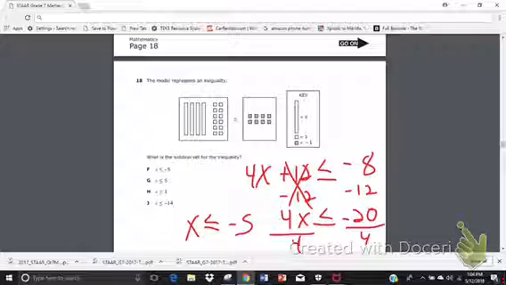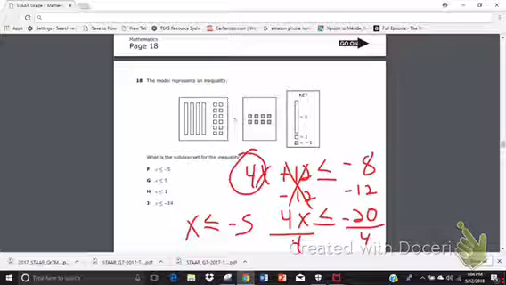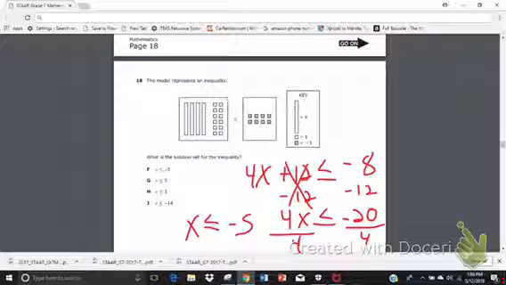Kiddos, guys, don't get confused, because your inequality only flips, switches, or reverses, however you choose to see it, when your coefficient is negative. What I mean, if this would have been a negative 4, then we would have had to flip our inequality. But in this case, our coefficient, or our number before a variable, was positive, so we don't need to flip our inequality.